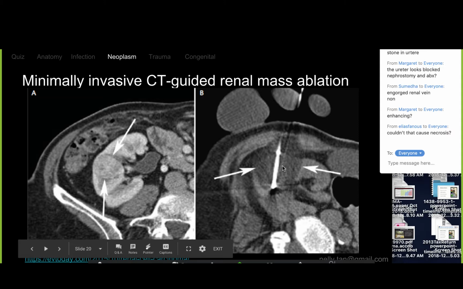Couldn't that cause necrosis? Yes, the tissue will be dead. The tumor will be dead. But because it's a sterile procedure, it's not infected. So the body will just wall it off, and then over time it gets smaller and smaller and smaller. Eventually it just becomes a scar once the body resorbs the dead coagulated tissue.